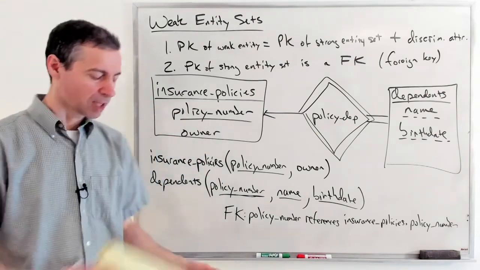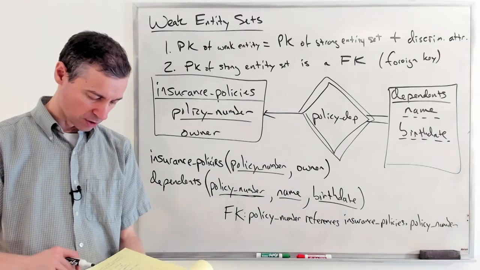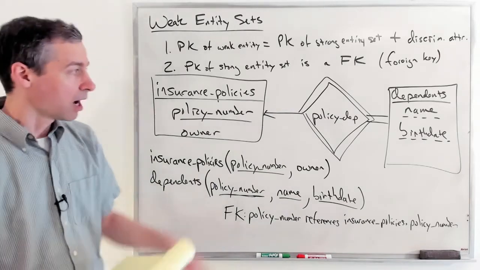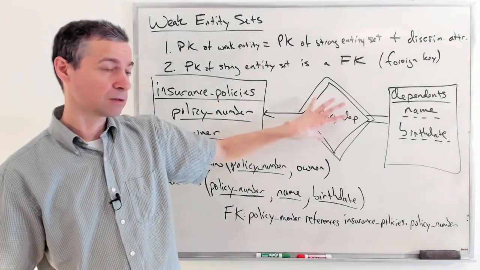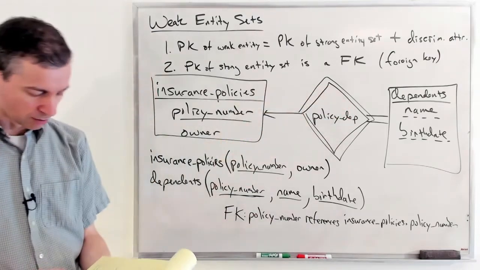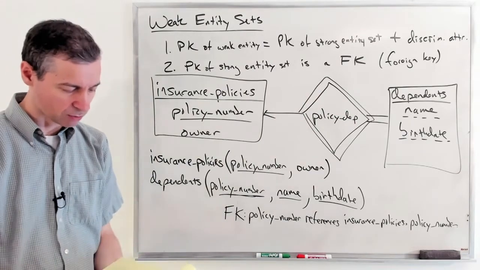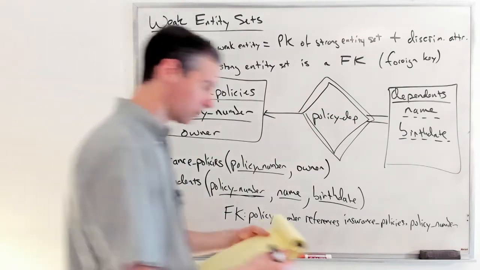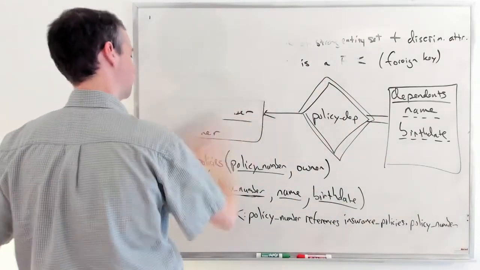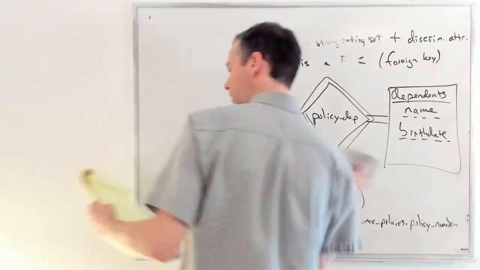All right, so those are how we draw strong entity sets and weak entity sets. I have not yet covered how to handle this relationship set in here. Okay, so we're going to now talk about how to draw relationship sets. And we've got to wipe the board again. All right.